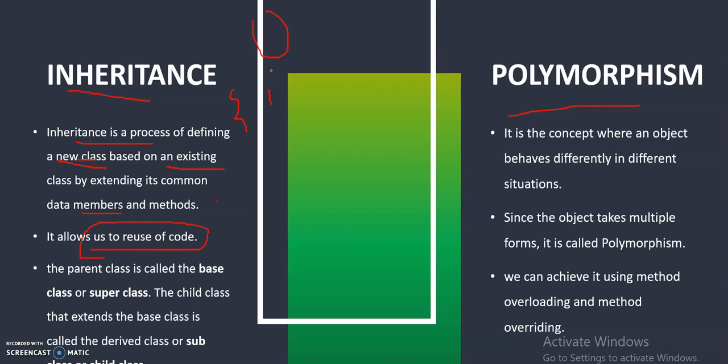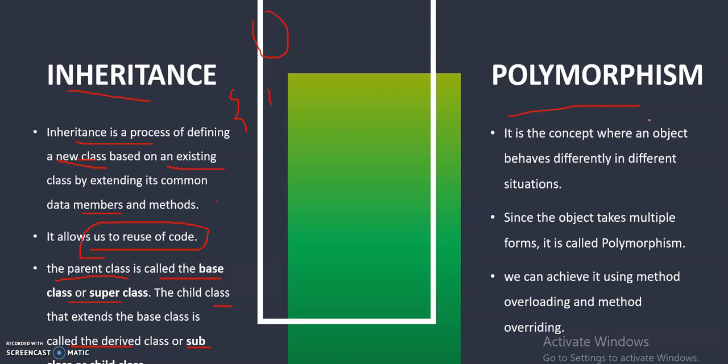We can reuse the code. We do not need to implement the same code again. Here the parent class is called the base class or superclass, and the child class is called the derived class or subclass. So remember these keywords. The next topic is polymorphism.